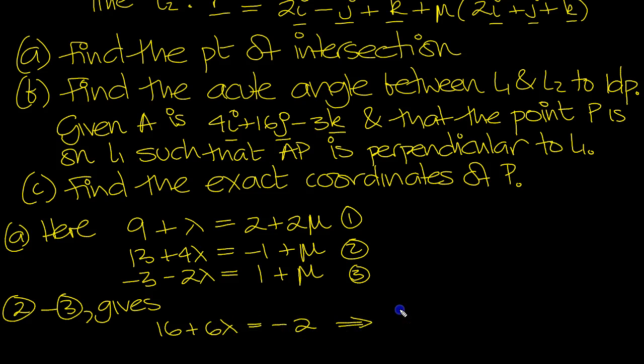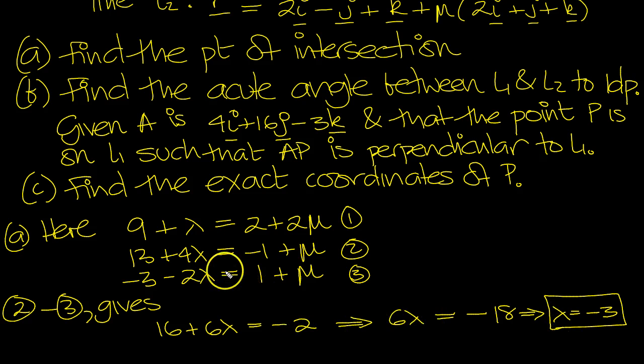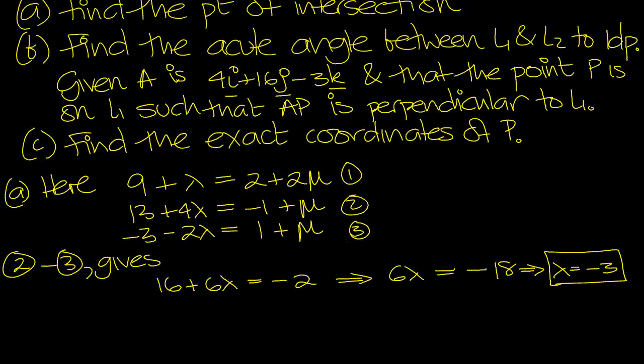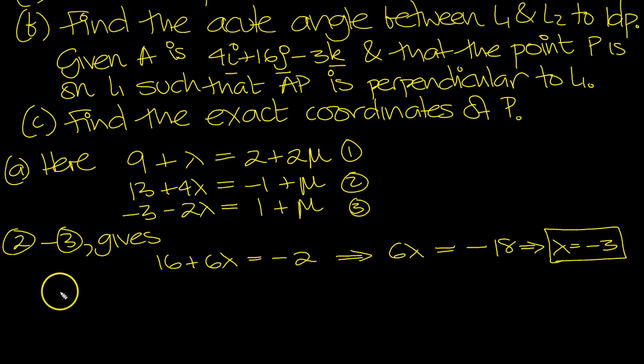So that tells us that 6 lambda is equal to, move the 16 over, minus 16 minus 2 is minus 18, so lambda is equal to minus 3. So there's the lambda value. So now we can work out the mu value. We can use equation 3 or use equation 2. Let's use 2.